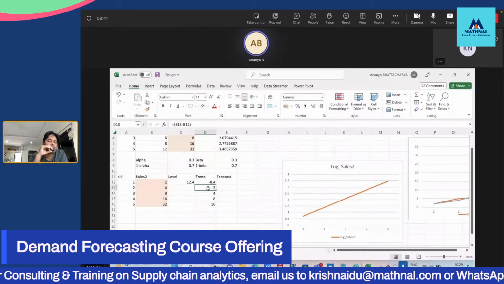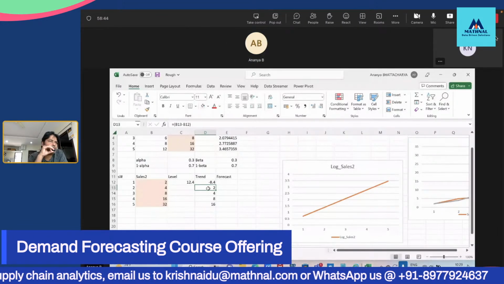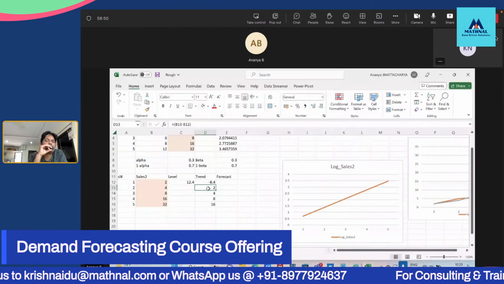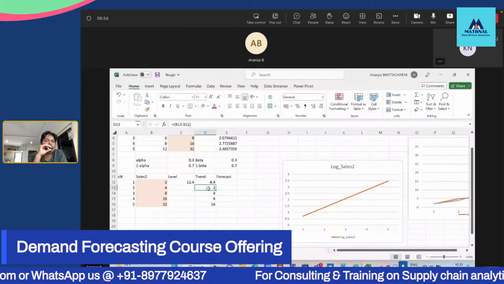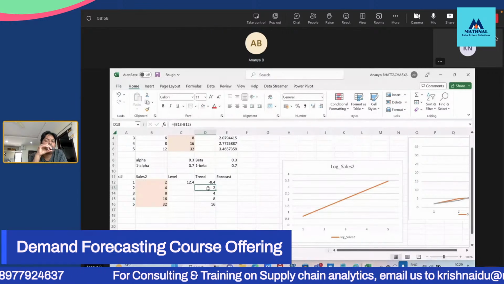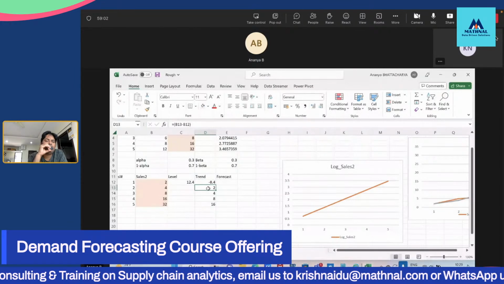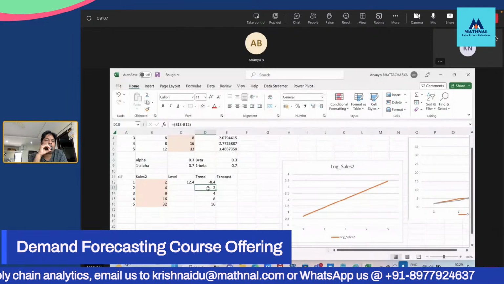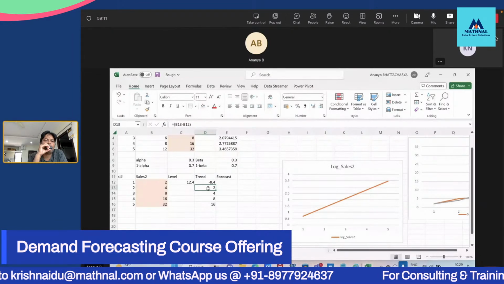So I was just thinking, how do we get the first trend value? There are three ways to execute. First way is you can do B13 minus B12. B13 minus B12 is the first way. B13 minus C12 is the second way. Or C12 minus B12.